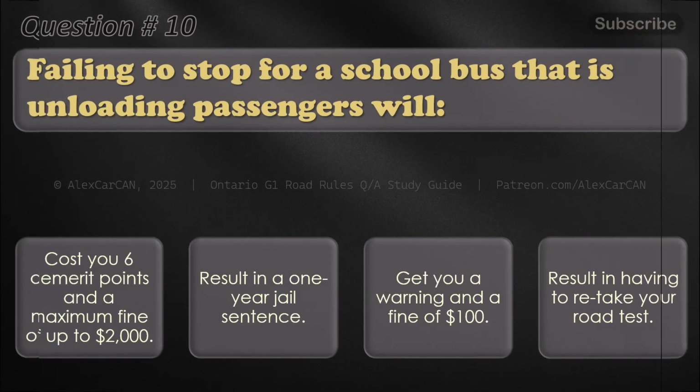Question number 10. Failing to stop for a school bus that is unloading passengers will cost you 6 demerit points and a maximum fine of up to $2,000. Result in a 1-year jail sentence. Get you a warning and a fine of $100. Result in having to retake your road test. The correct answer is cost you 6 demerit points and a maximum fine of up to $2,000.